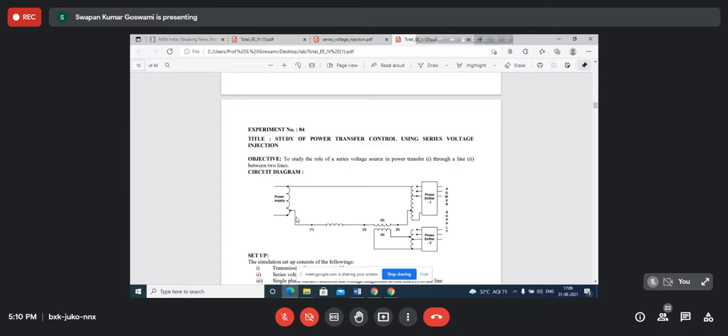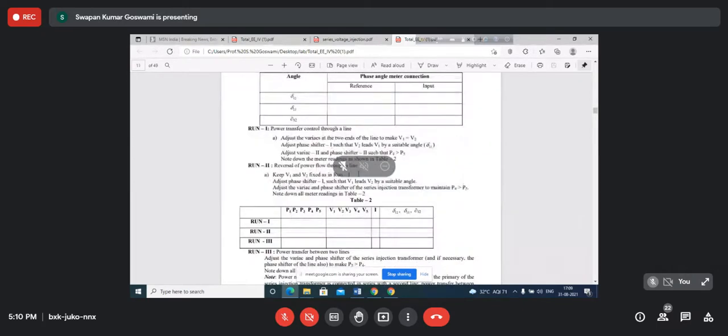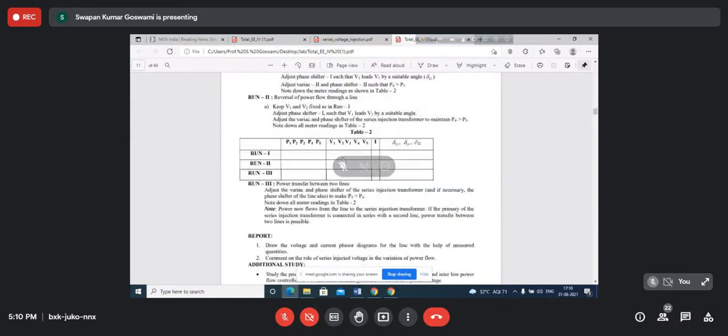This is run 1. And now run 2. Run 2 will be the reversal of power flow through the line. Now power will be transferred from the power supply end to the other end, this end. Okay, now therefore, since we want to transmit power from the power supply end to the phase shifter end, V1 must lead V2. So we shall have to again adjust the variac and phase shifter 1 such that V1 leads V2. Okay, so you see the process here keeps V1 and V2 fixed as in run 1.